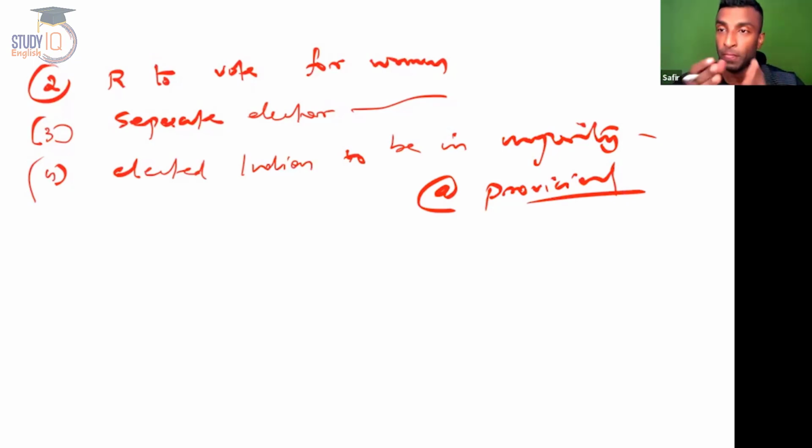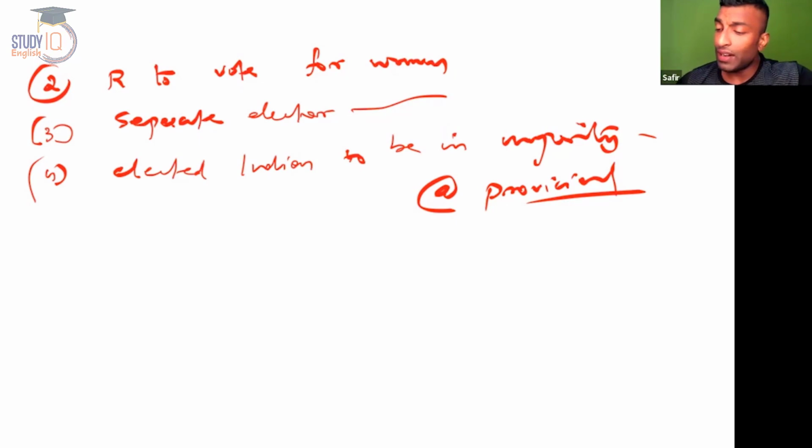They can form the government. But there is a problem with the irrational distribution of that power. Transferred list and reserve list. They can make laws on the transferred list. That is actually the problem. But you are in majority now. Elected Indians are in majority, which was the demand. They can form the government also.